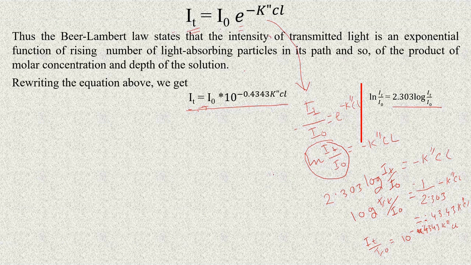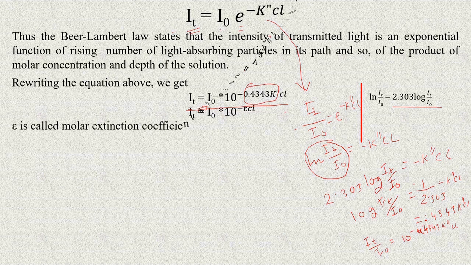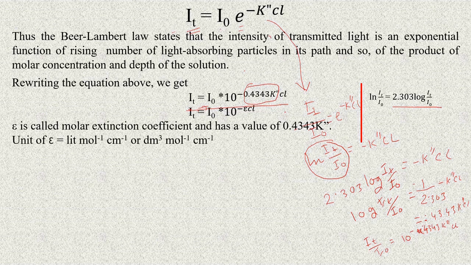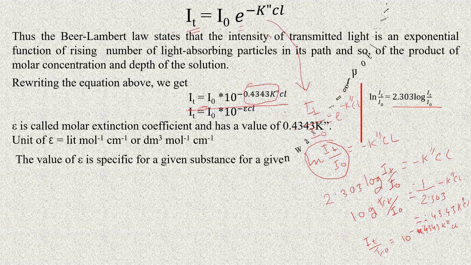Finally, we take this portion k double dash into 0.4343 equal to epsilon. This epsilon is called the molar extinction coefficient, and the value of this epsilon is specific for a given substance and for a given wavelength of light.